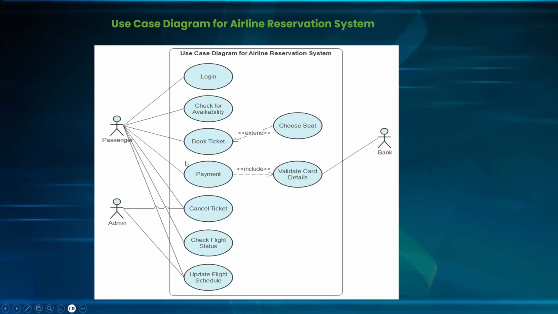Yes. So at this level, it becomes include, because this has to happen for this to be complete. But at this book ticket level, this doesn't have to happen for this to complete. Verify card details complements the payments. Without this, the use case cannot be completed. But in the other case, for book ticket, choosing a seat is not complementary to this. It's optional.